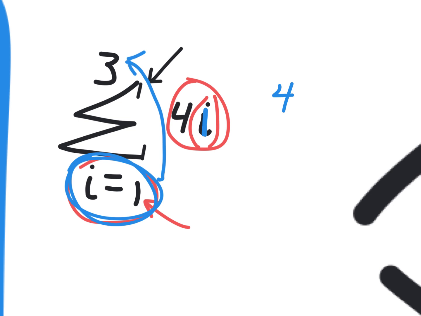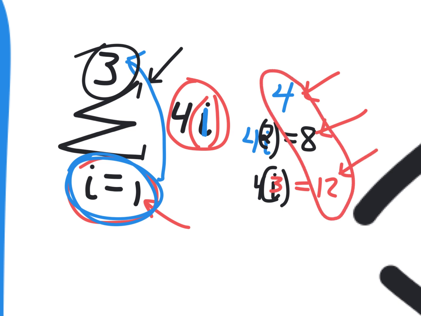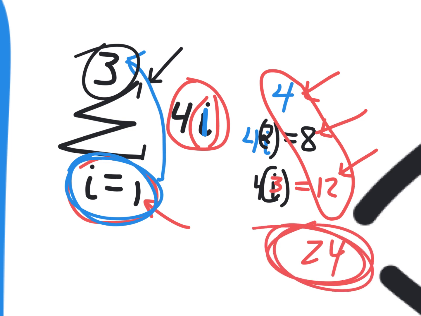So between 1 and 3, well, of course, 2 is in there. So now I'm going to stick in a 2. It's 4i, but I'm sticking in a 2. And that's 8. And then it's 4i again, and I'm going to stick in the 3. And that's 12. 4, and then 8, and then 12. And those are the ones you add up. 24. That is called a sigma. All right.